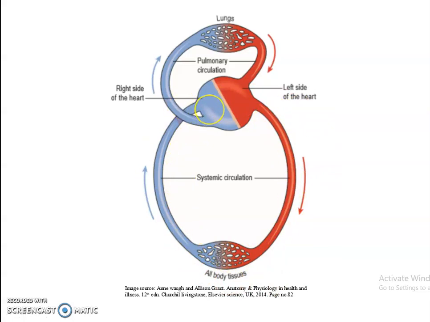Once the heart receives deoxygenated blood from all the organs of the human body, it pumps this deoxygenated blood towards the lungs for the exchange of gases. Once the carbon dioxide is released and the blood receives oxygen, it becomes oxygenated blood, and this blood again reaches the heart. This circulation is called the pulmonary circulation. One is the systemic and this is the pulmonary circulation.